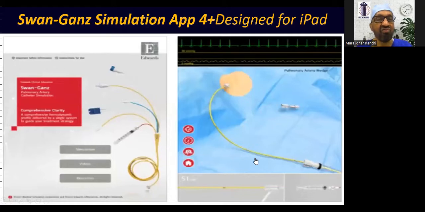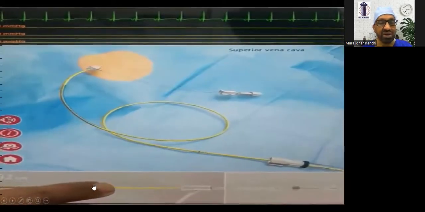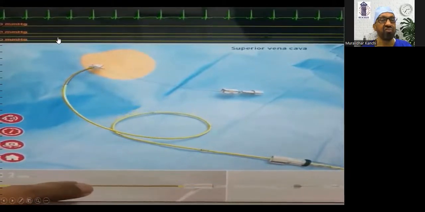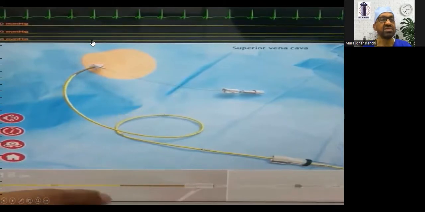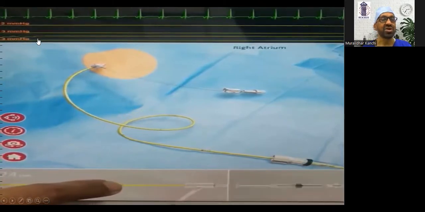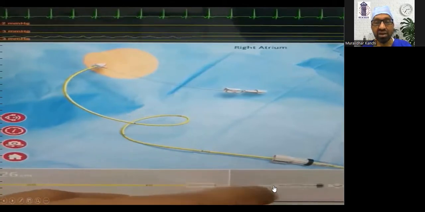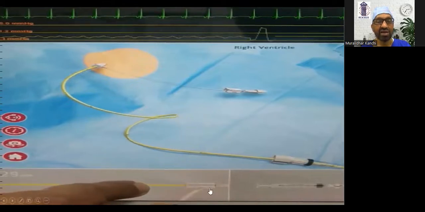There is a development of a simulation app on the iPad, which is meant basically for the learners to know the waveforms and the technique of insertion, which is shown in the next video. This is the catheter being passed through the internal jugular vein, and as you're doing that, there is a corresponding waveform shown here. Once it is in the right atrium, right atrial pressure is monitored, and now the latex balloon is inflated and the catheter is advanced.